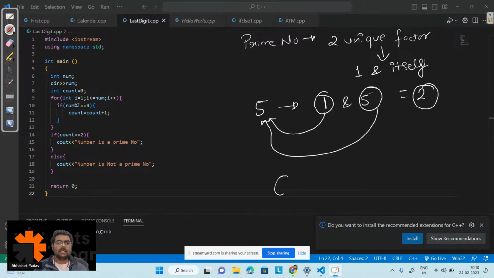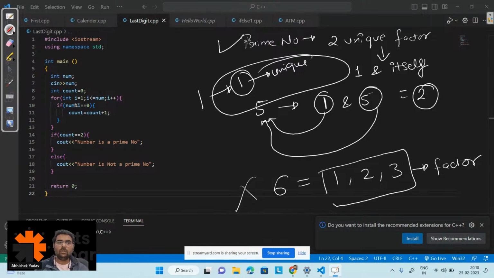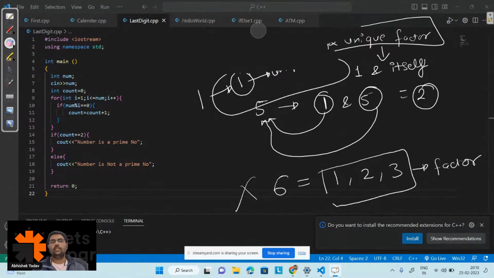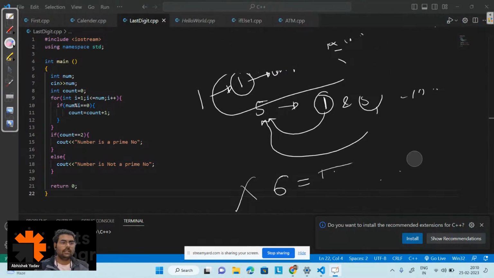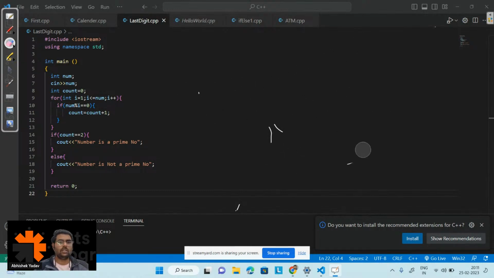Similarly, if I take the example of 6, here I have 1, 2 and 3 as factors, so I have three unique factors. So this is not a prime number. Similarly, 1 is not a prime number because I have just one unique factor, right, everyone? In order to be a prime number, we should have two unique factors. So this we have discussed, and after that, let's discuss the code also. In the code, we are taking input from the user.